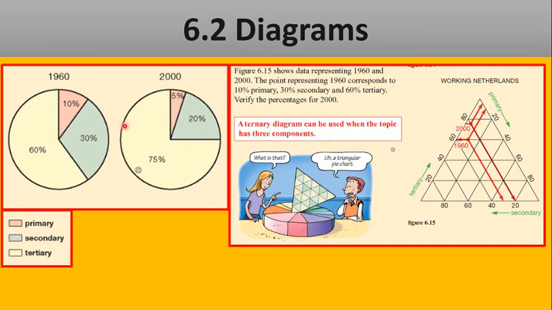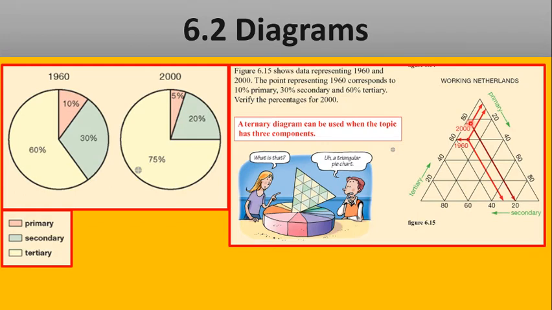So let's take a look. Here they've done the same for 1960 and 2000. And if you're going to take a look, first at 1960, if we follow primary, we end up on 30 on the secondary. That's correct. If we follow secondary, we end up on 60 on the tertiary. That's correct also. And if we follow the last arrow, tertiary to primary, it ends up in 10. So this point indeed corresponds with 1960.